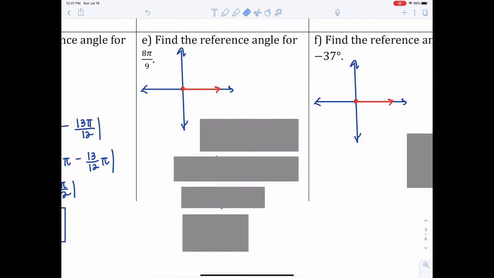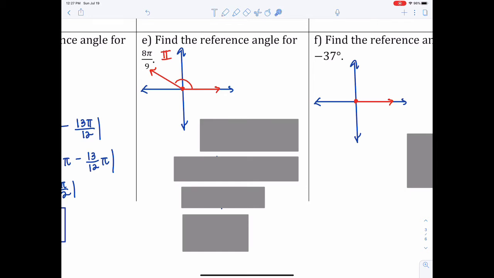Example E, so now we have 8π/9. So again, if we start positively and go up, this would be half pi, this would be 1 pi, and 8/9 is a little bit under 1 whole because 1 whole again would be 9/9. So we know our angle terminates somewhere over here. It doesn't have to be exact, I just have to get the quadrant essentially. So we know we're in quadrant 2 from our angle of 8π/9.